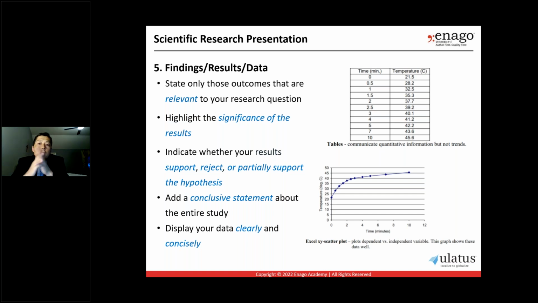So another point about the results is you should only talk about the outcomes that are relevant to your research questions, right? So you don't have to put any complementary results that are not really critical to your research questions. Okay. Always highlight the significance of the results. I'll have an example on the next slide about this. And always, when you put the results, indicate whether they support, reject, or partially support the hypotheses that you put forward. And add a statement about the study, and always display your data clearly and concisely.